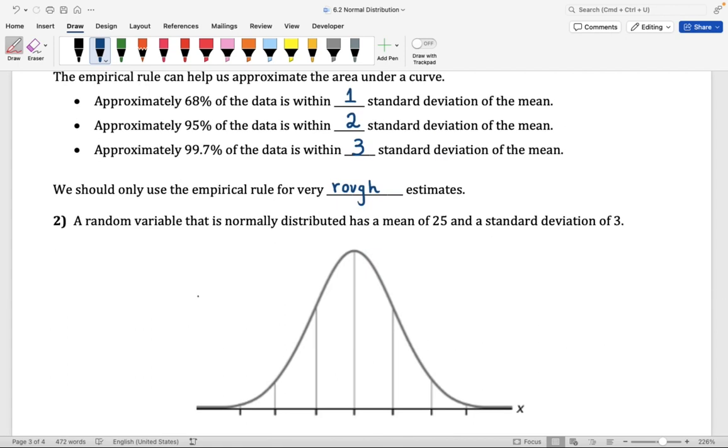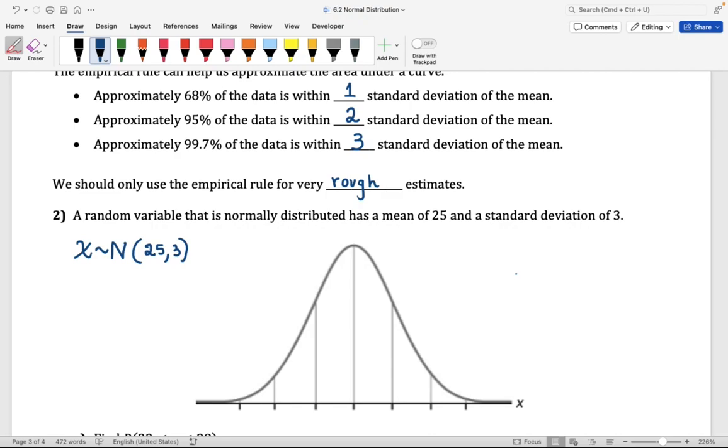Here in exercise number 2, we are talking about a random variable that follows a normal distribution. So I'm already going to start writing: X follows a normal distribution. The mean is 25 and the standard deviation is 3. So let me go ahead and write that here. X follows a normal distribution with a mean equal to 25 and a standard deviation equal to 3.